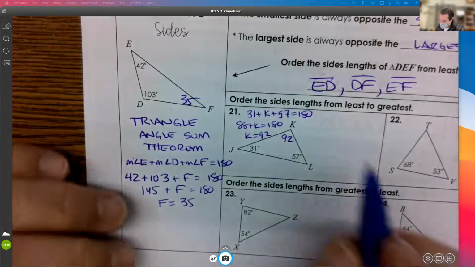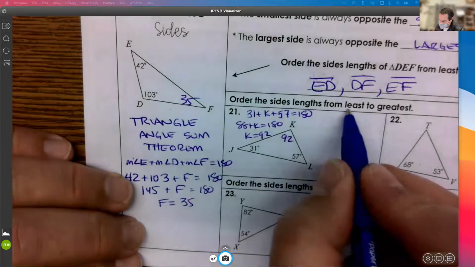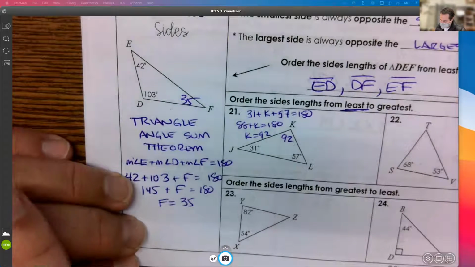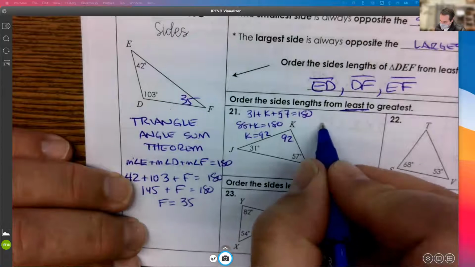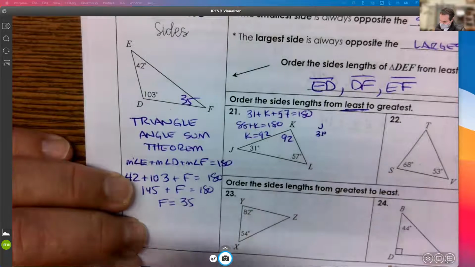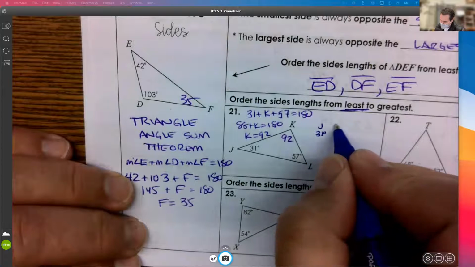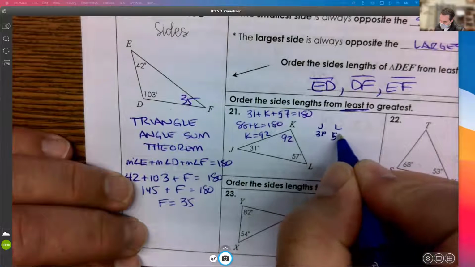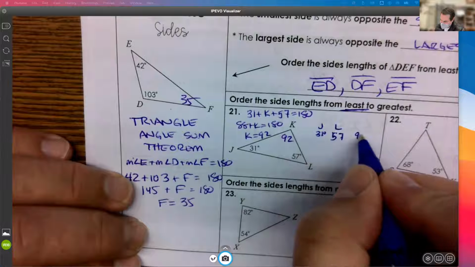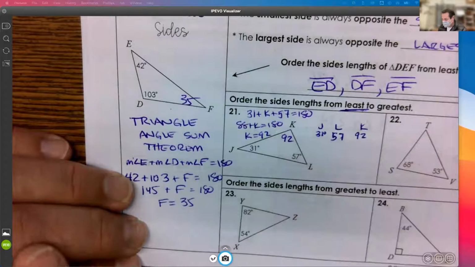And what I'm going to suggest is that we start by listing the angles. We want to go least to greatest. What's the smallest angle? J, which is 31 degrees. What's the mediumest angle? 57, which is L. And the biggest angle is 92, which is K.